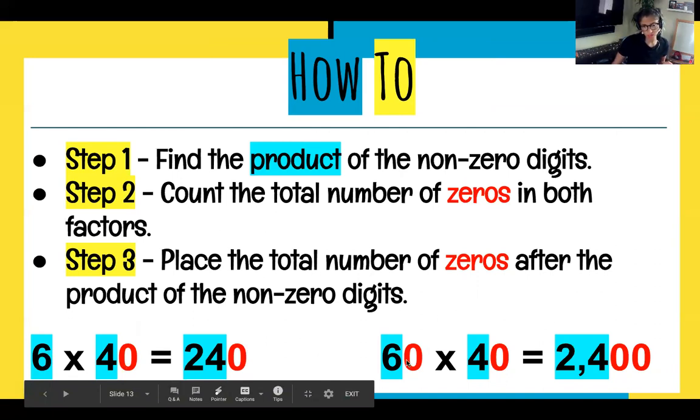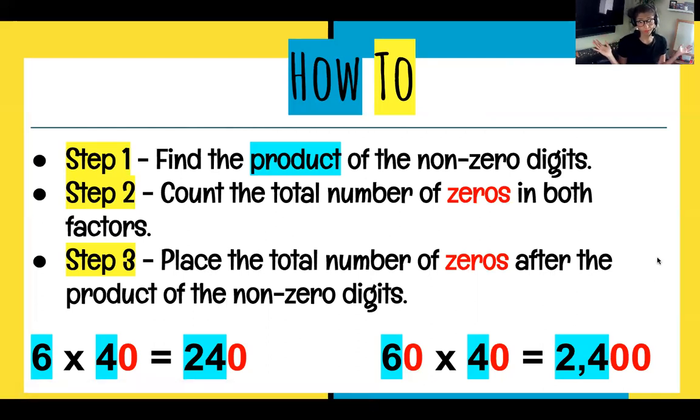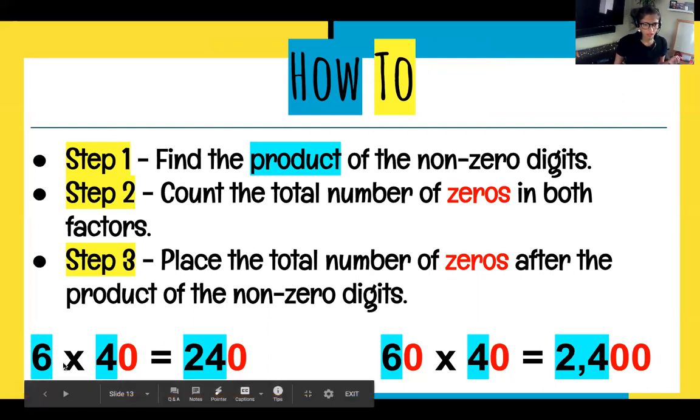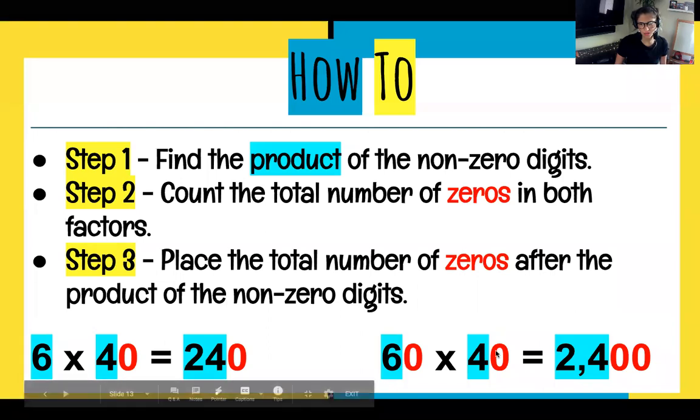6 times 4, 6 times 4. I'm going to ignore the zeros for now, and I'm just going to focus on multiplying my basic facts. So 6 times 4 is 24. Same for both problems. Then I'm going to count the number of zeros in both factors. So in this case, 6 does not have any zeros, but 40 has 1 zero. In this case, 60 has a zero and 40 has a zero.